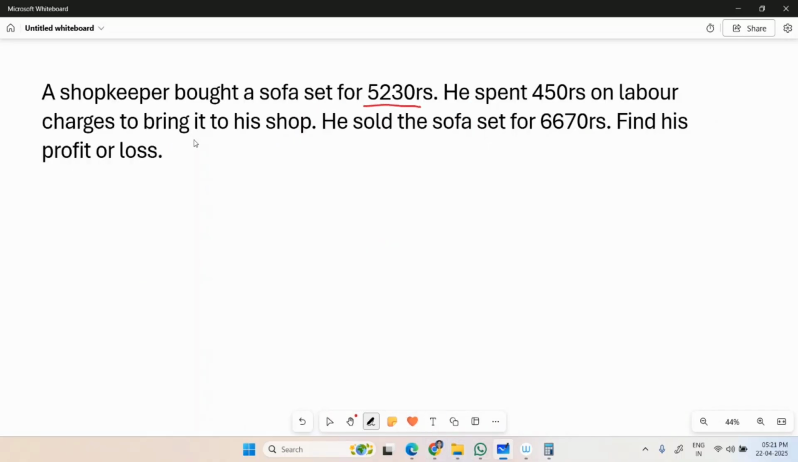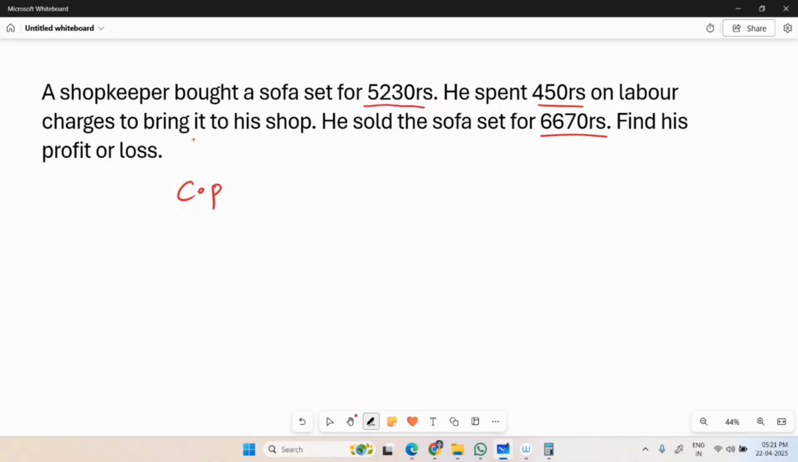A shopkeeper bought a sofa set for 5230 rupees. He spent 450 rupees on labor charge to bring it to his shop. And then he sold the sofa set for 6670 rupees. We have to find out whether he gets profit or loss.